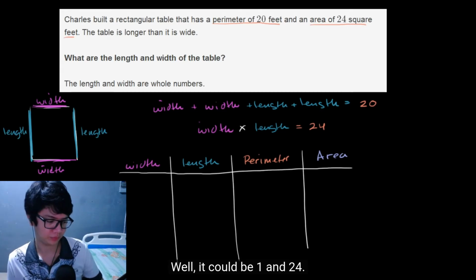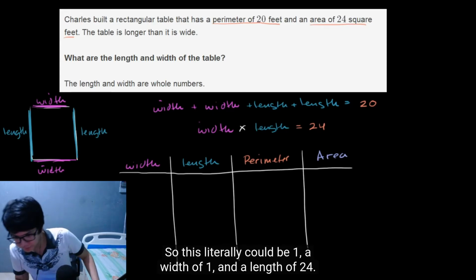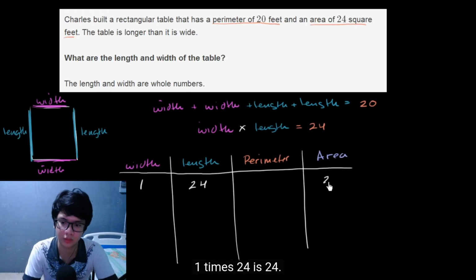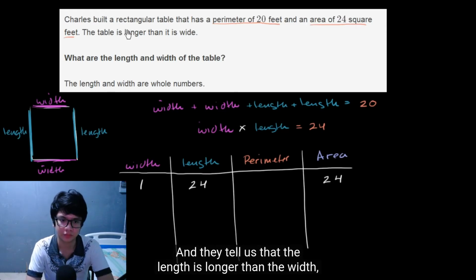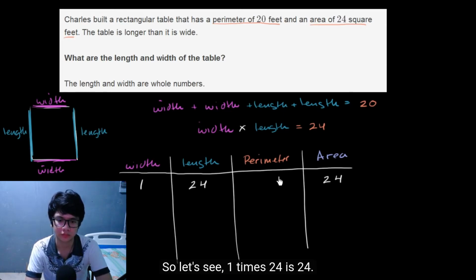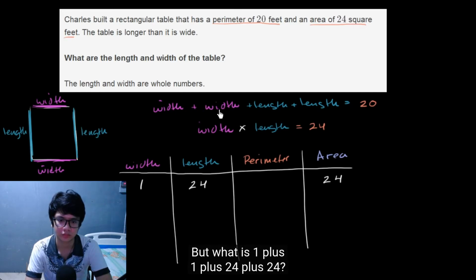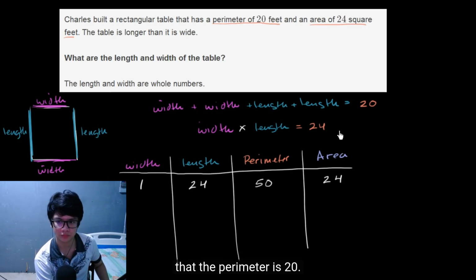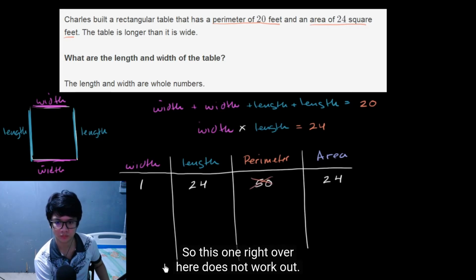Well, it could be 1 and 24. So this literally could be a width of 1 and a length of 24. 1 times 24 is 24. And they tell us that the length is longer than the width, that the table is longer than it is wide. So we want the larger number under length. But what is 1 plus 1 plus 24 plus 24? Well, that's going to be 2 plus 48, which is 50. So this doesn't meet our condition that the perimeter is 20. So let's cross that out. This one right over here does not work out.